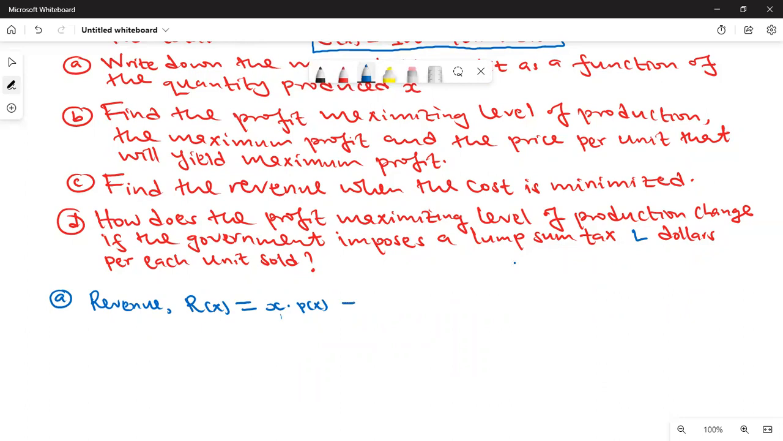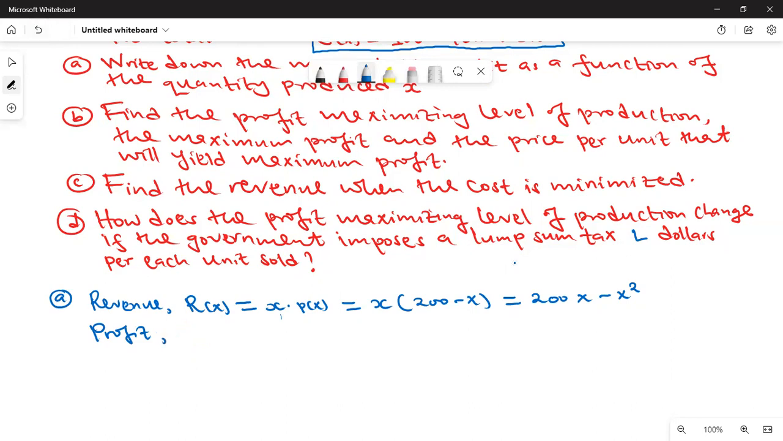So when you multiply, we'll have X times, our P of X is the same as 200 minus X. And so you open the bracket, that will give you 200X minus X squared. That is our revenue. So our profit is simply revenue minus the cost. Let me write P of X to mean profit as a function of X.